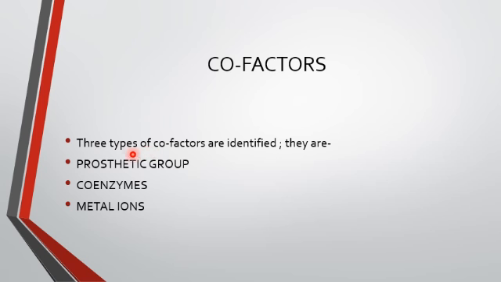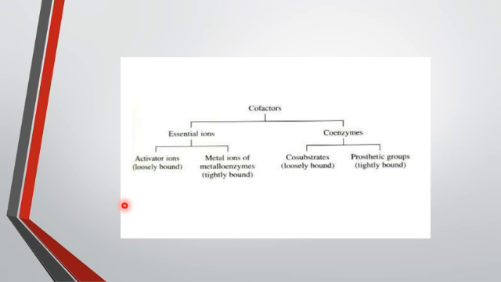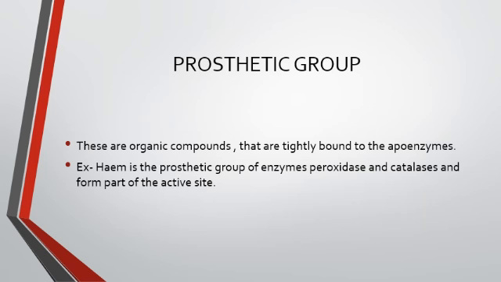Cofactors. There are three types of cofactors: prosthetic groups, coenzymes, and metal ions. Cofactors are the non-protein part of a conjugated enzyme. They include essential ions as metal ions which are tightly bound with the apoenzyme, and the coenzymes, that is co-substrates, or the prosthetic group, which are also tightly bound with the protein part of the enzyme.